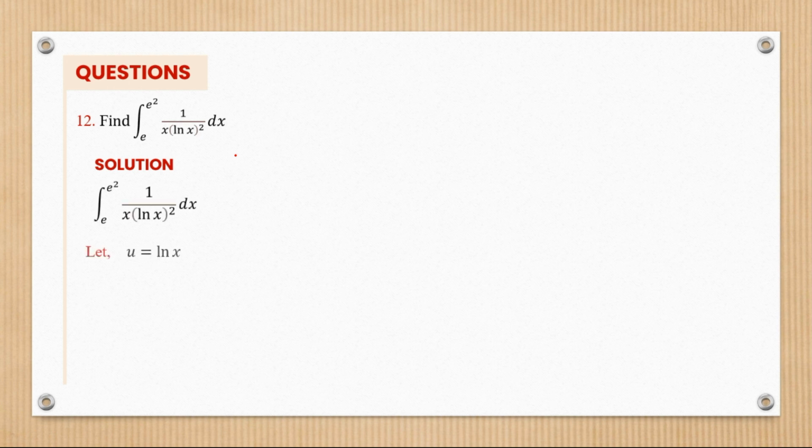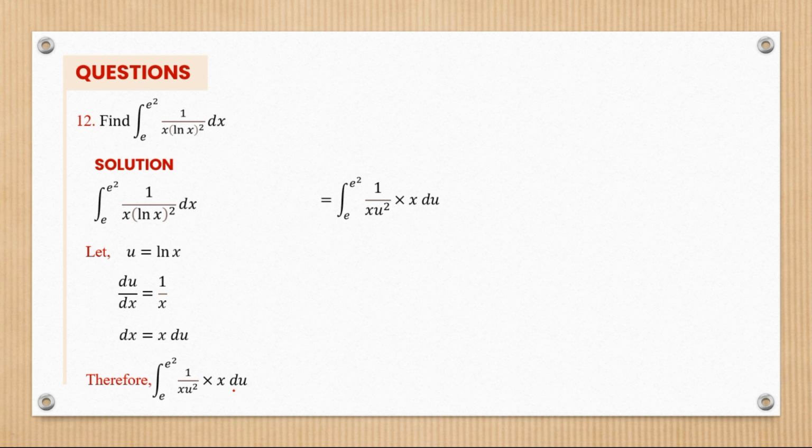So I'm going to let u be equal to ln x. When I do that, du/dx shall be equal to 1 over x, and when I make dx the subject, dx shall be equal to x du. So when I put that back, I can see that this will easily cancel and eliminate this x value right there. So I have the integral of 1 over x u squared times x du. This and this will cancel, and I'll only be left with the integral of 1 over u squared du.